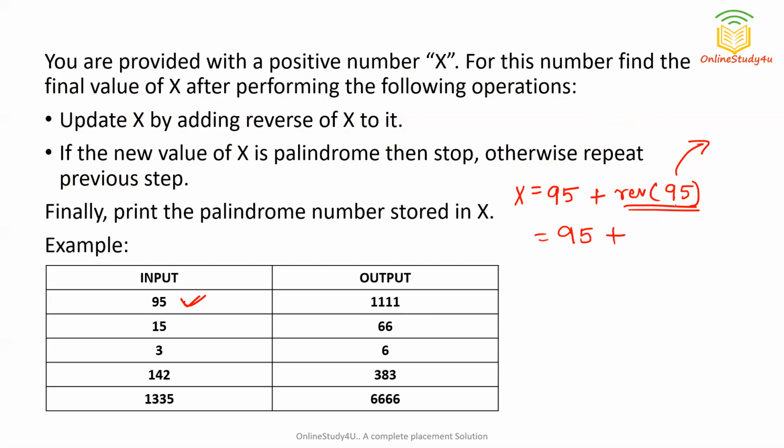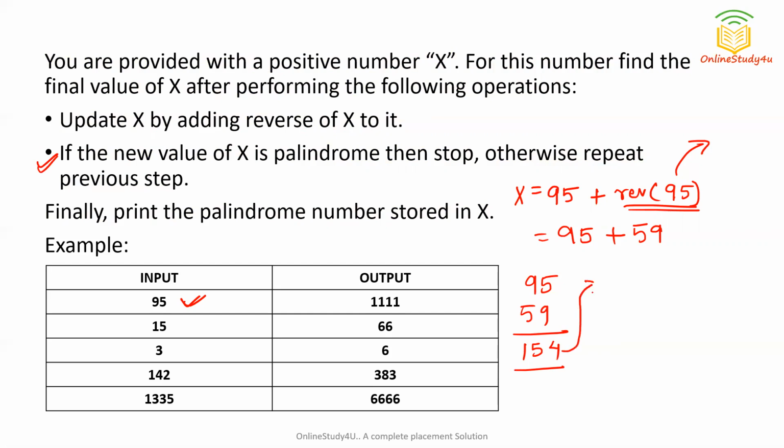If it is 95, then this function will return 59. So what is this now? Let us write like this, that for 95 the reverse is 59. Now if we add both of them, we get 154. Now after the second step, we have to check if it is a palindrome. No, 154 is not a palindrome.